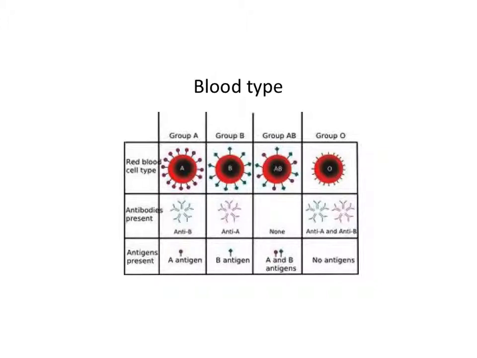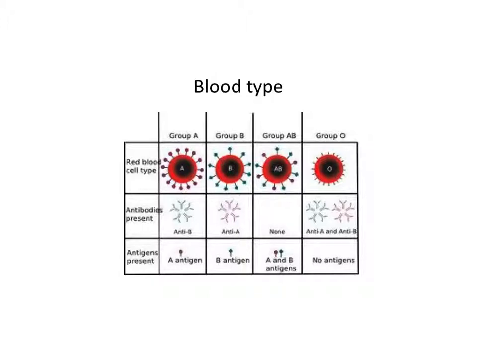Okay, and if you have type O, it means you have neither A nor B on the outside of your blood cell, and so you have antibodies against both floating in your bloodstream. That's the reason why if you're type O, you can only get blood from other type O people. If you got blood from type A or type B, you would have an immune response. But type O people can give blood to A, B, or AB because our blood cells have no antigens on the outside.